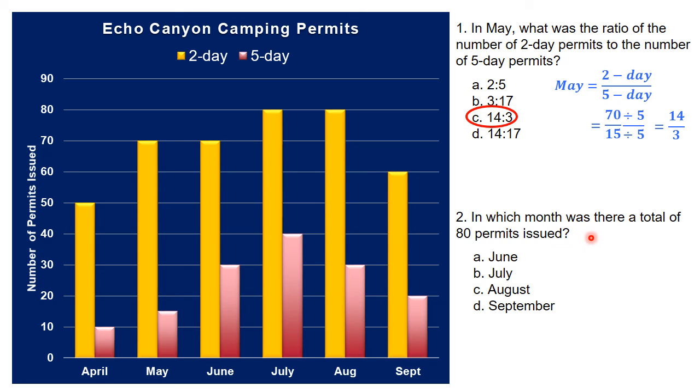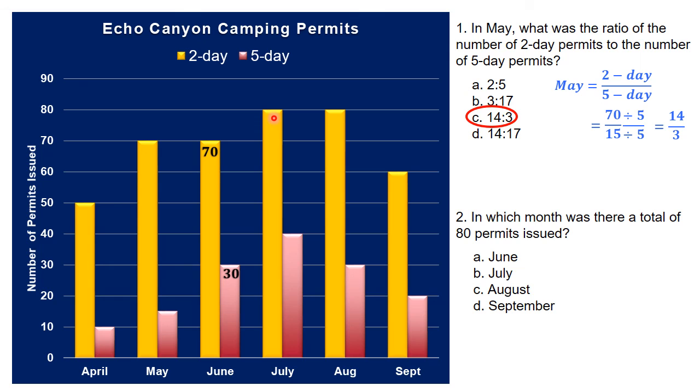Number 2, in which month was there a total of 80 permits used? We have June, July, August, and September. Since we're only looking at June, July, August, and September, we don't have to waste our time figuring out the values for April and May. In June, we have 70 and 30, so a total of 100. So no, it can't be June.